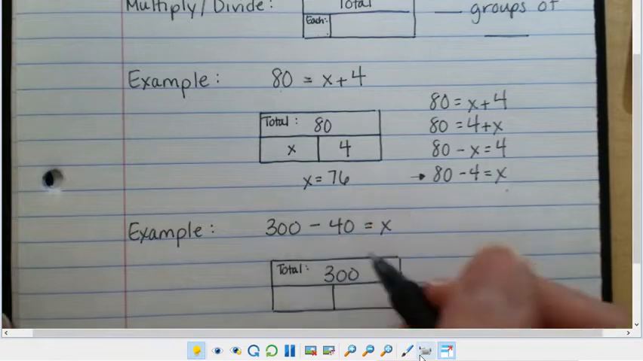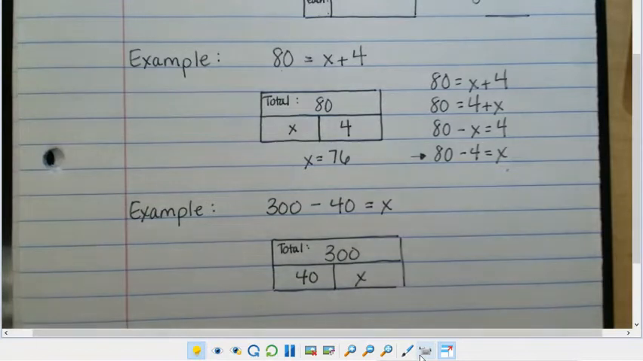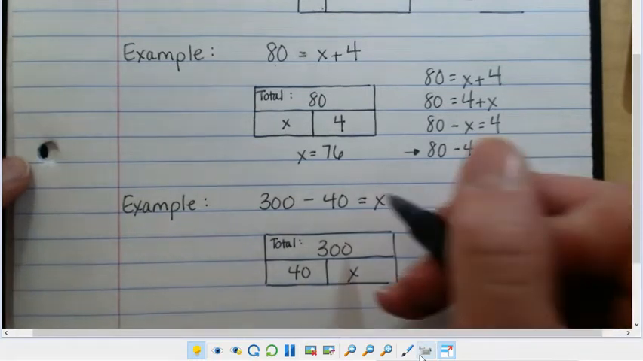And then my other ones, since it's subtraction, are going to be my parts. It doesn't really matter which one goes in which box. I could flip these two and have the x in the first box and the 40 in the second box. It doesn't make any difference. So they gave me the original equation to start here.